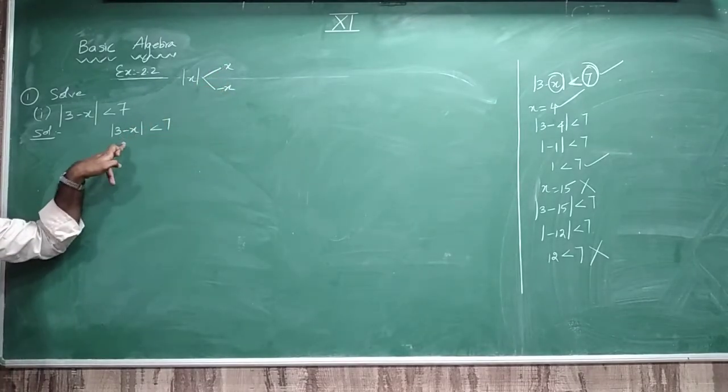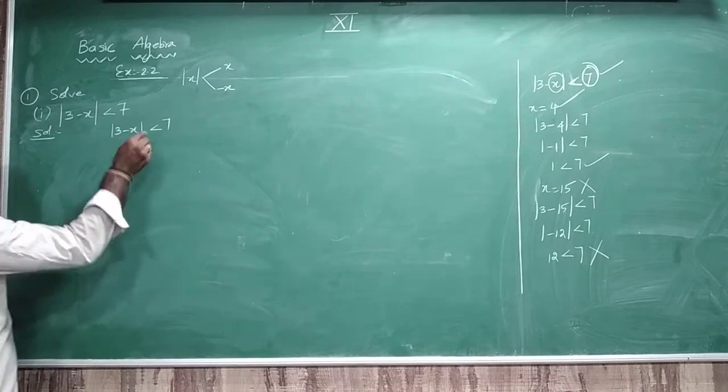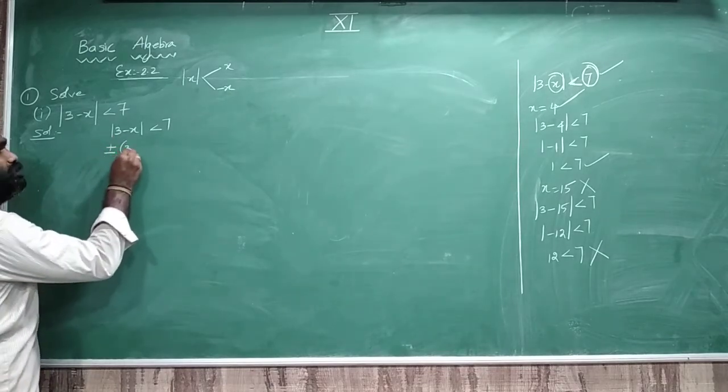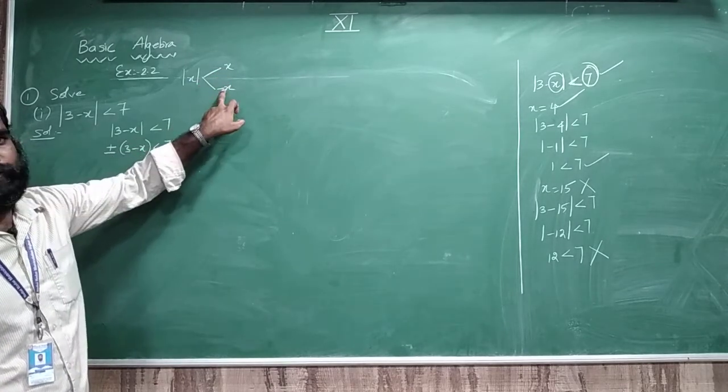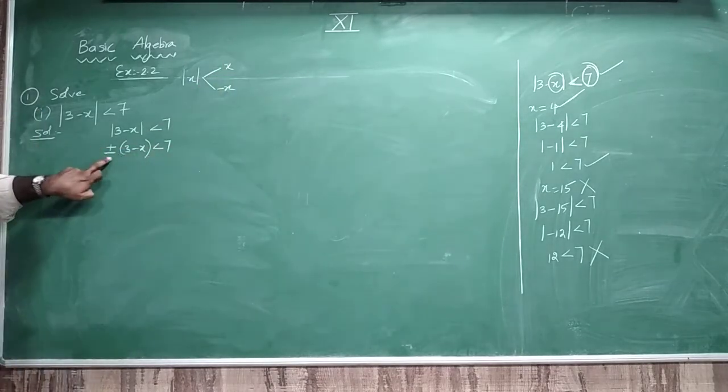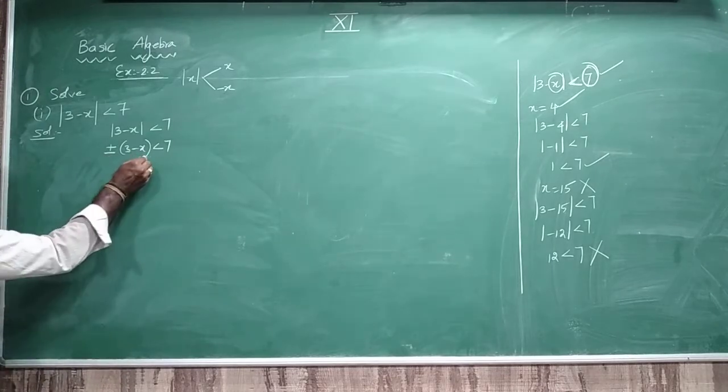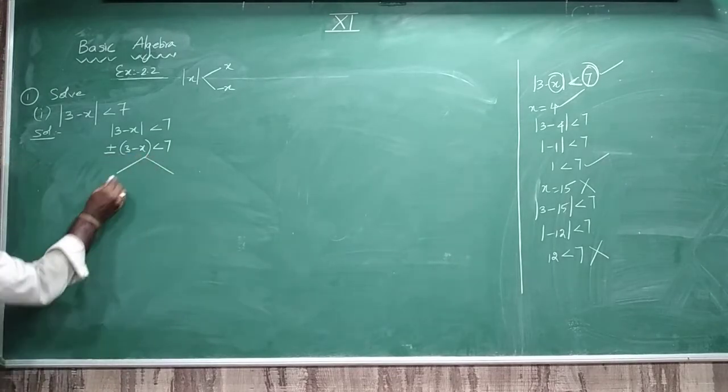The same procedure I can use here also. I am bringing the modulus, so I need to put plus or minus 3 minus x is less than 7. That is plus x minus x, nothing but plus or minus. So plus or minus 3 minus x less than 7. From this I am going to separate the values here. How am I going to separate?